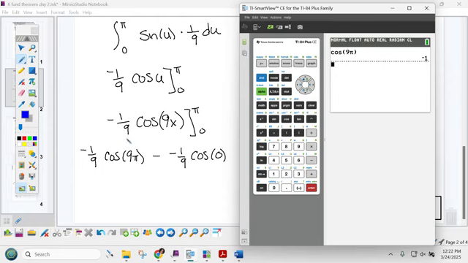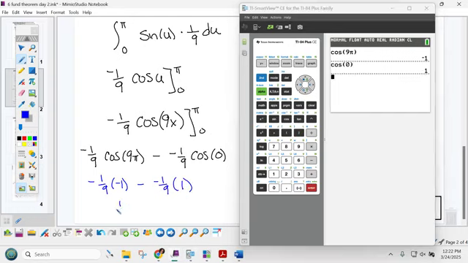So cosine of 9 pi is -1. That's negative 1/9 times -1 minus negative 1/9 times cosine of 0 is 1. So this is 1/9 plus 1/9, and we get 2/9 as a final answer.